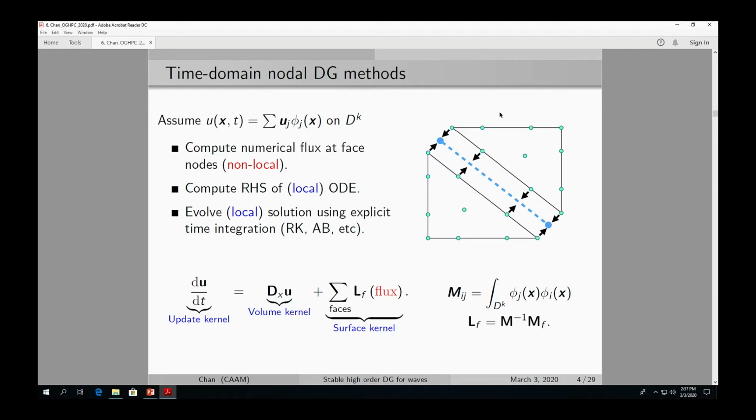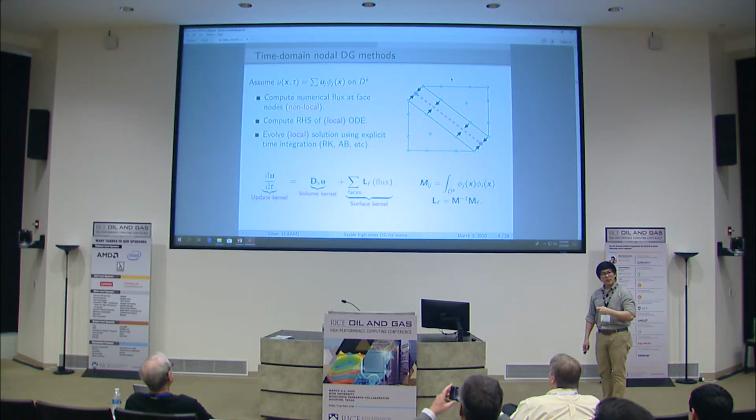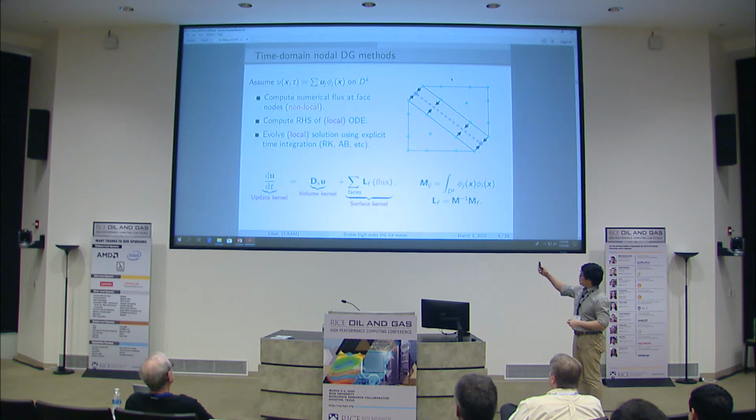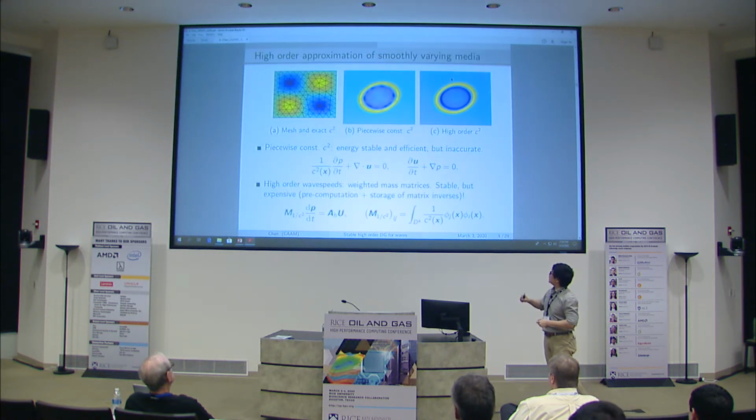So you have essentially 3 steps: an update kernel, which updates the solution in time, a volume kernel, which applies a volume differentiation matrix, and then a surface kernel, which takes this numerical flux and propagates it into the internals of the element in some way. We'll go into how to make each of these efficient later on.